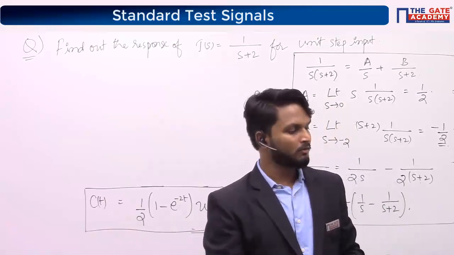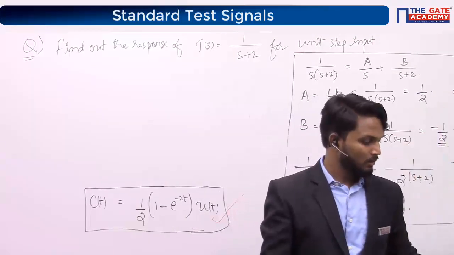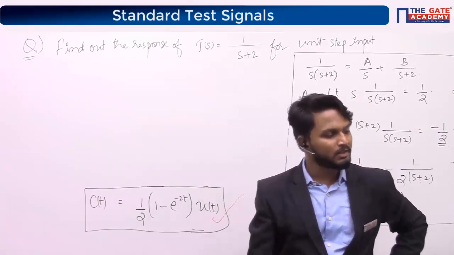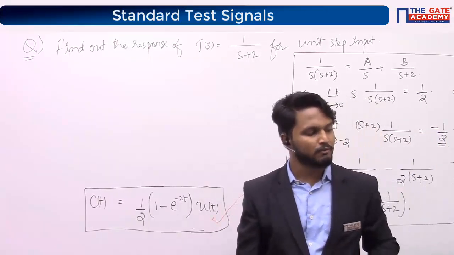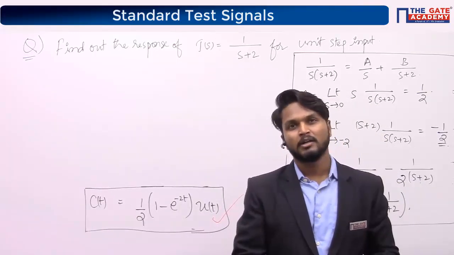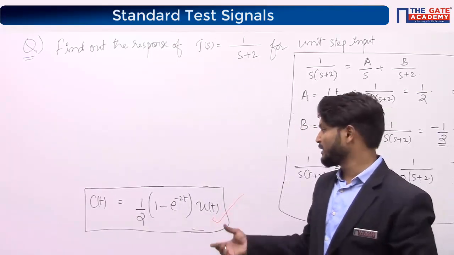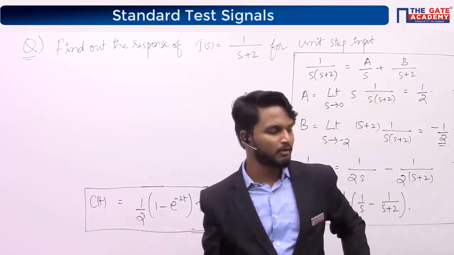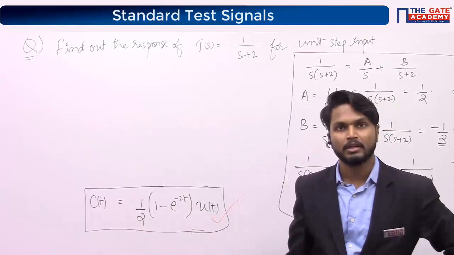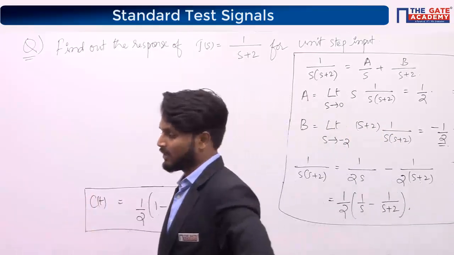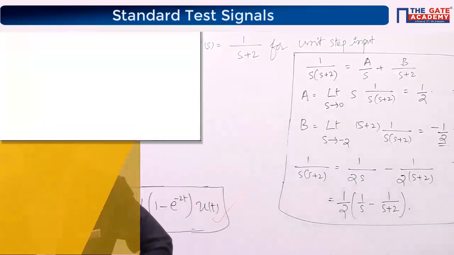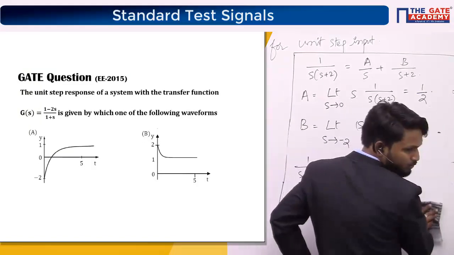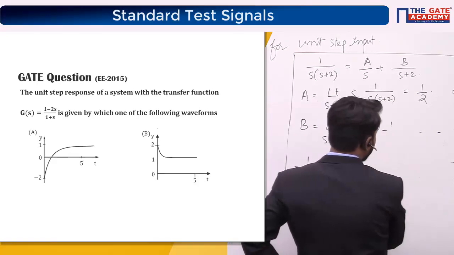Will you find out the response of that? So take this problem. The unit step response of the system with transfer function G of s is given by which of the following waveforms? So first of all, you just obtain the mathematical expression. Then from the mathematical expression, you can easily get the waveform. So just find out the mathematical expression for that. The unit step response of the system with transfer function G of s is equal to 1 minus 2s by 1 plus s, right?